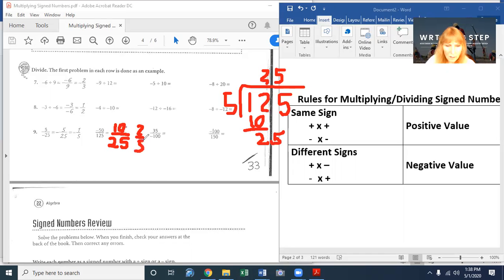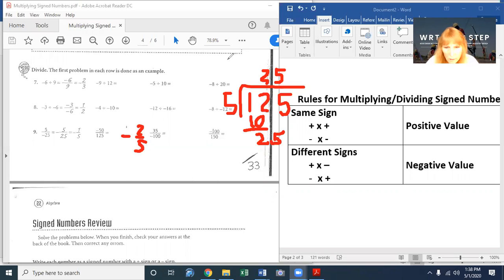And now we have to decide positive or negative. So I'm going to take away the intermittent step here. So negative on top, positive on the bottom, different signs, negative value. And they want you to place the negative sign in front of the 2/5. The reason being, the negative sign could go with the 2 or it could go with the 5. So usually you write it with just the negative sign in front of the fraction, which kind of signals that you can put it with either the 2 or the 5.